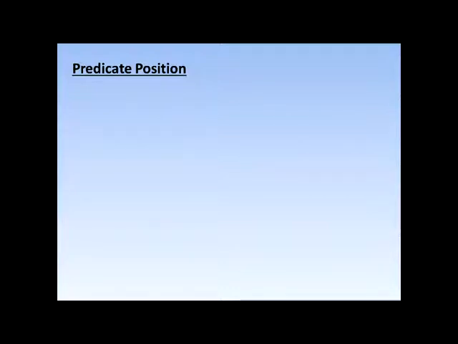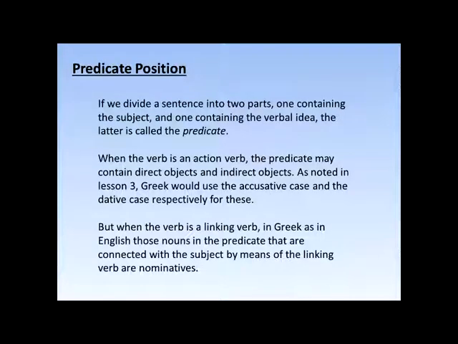Now let's talk about the predicate position. The predicate position means something different. The predicate position implies a verb. If we divide a sentence into two parts, one containing the subject and one containing the verbal idea, the latter is called the predicate. When the verb is an action verb, the predicate may contain direct objects and indirect objects. We used the example earlier, I gave Dad the newspaper. The verb gave is an action verb and it has a direct object, newspaper, and an indirect object, Dad.